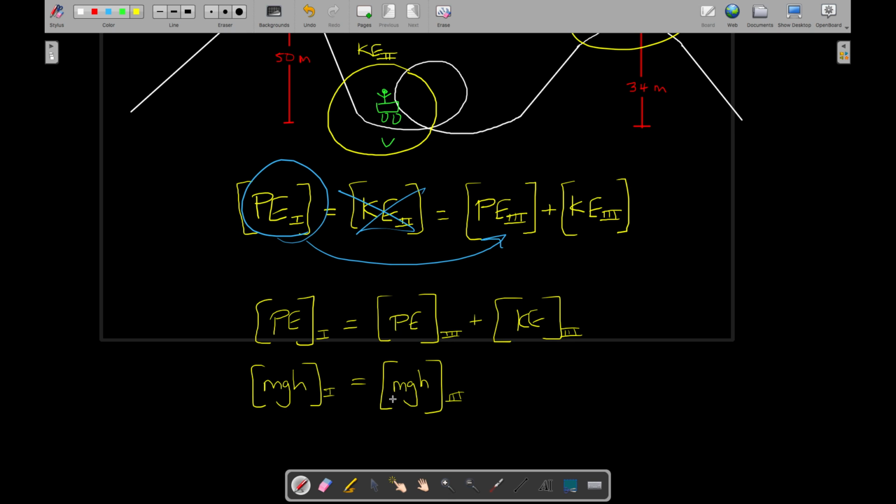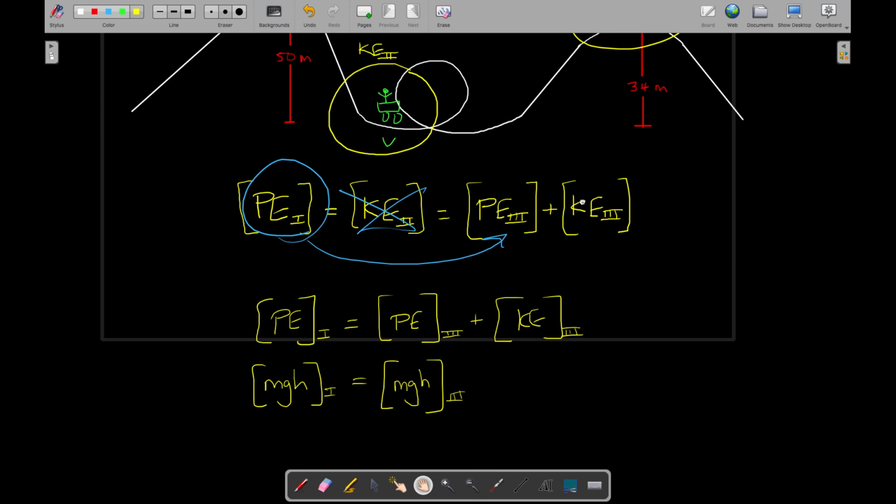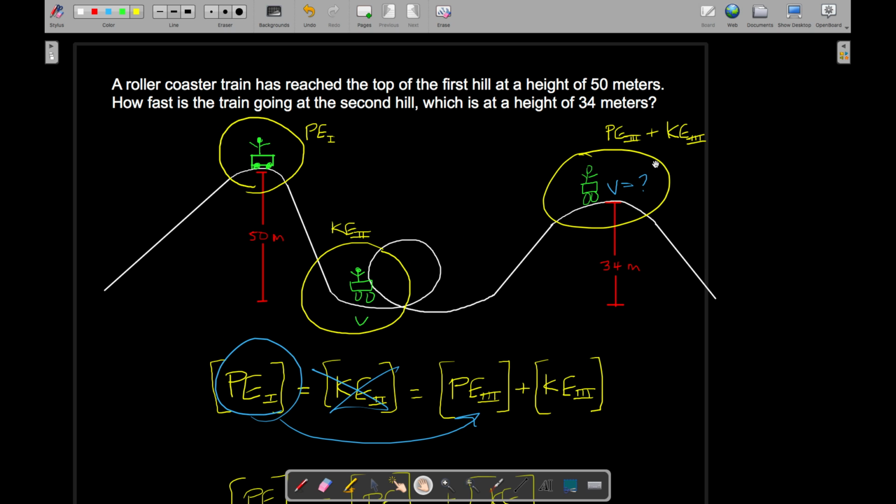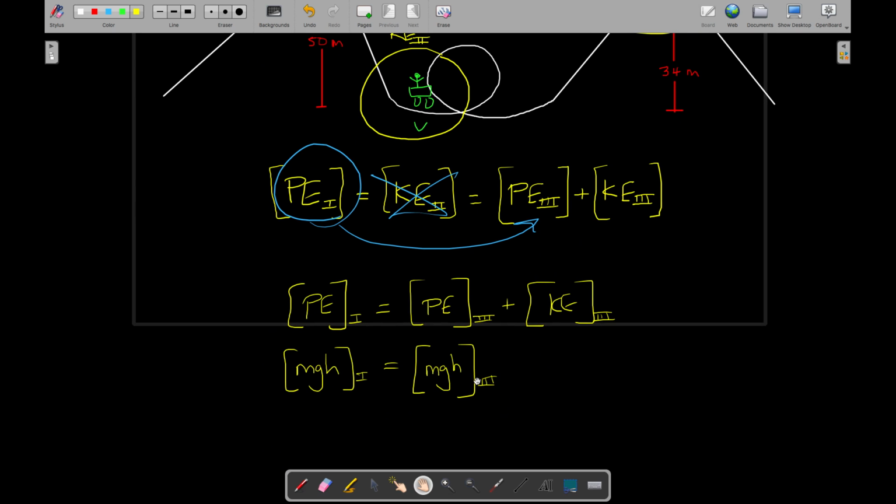Just keep in mind, the reason why I have these Roman numerals is to say that this potential energy is totally different from that potential energy. In other words, this potential energy here is totally different from that potential energy there. That's why I have those Roman numerals there, so that you won't get confused.